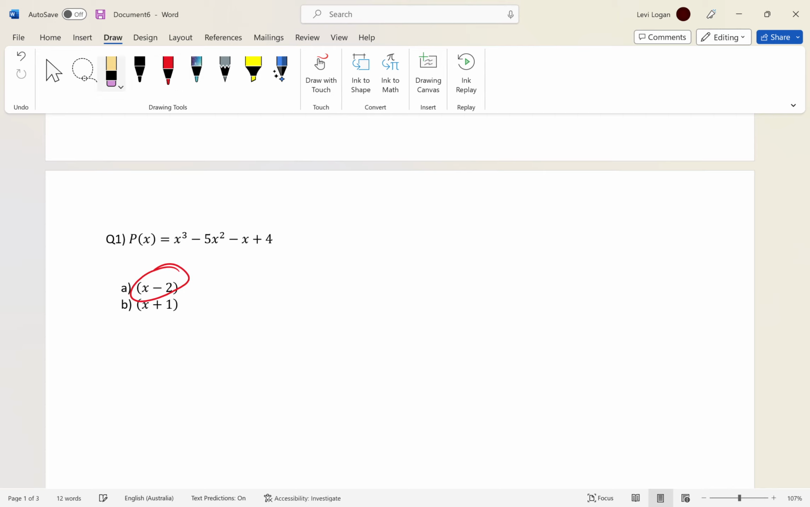Okay? So the way we do this, I'm just going to do question A as an example. So you write it like this. You go x minus 2 divided into x cubed minus 5x squared minus x plus 4. Alright, so straight off the back, you're probably thinking, oh, how do we do this at all? This is not like numbers at all. So the way we do this is we just look at this here, okay? We ignore our minus 2, alright?